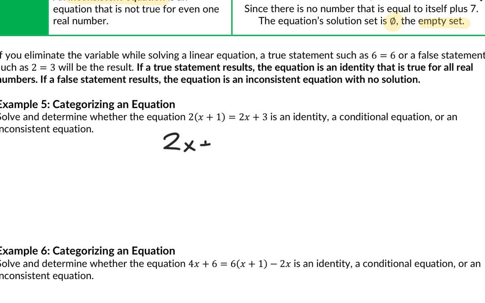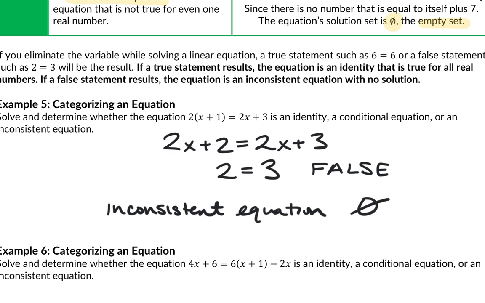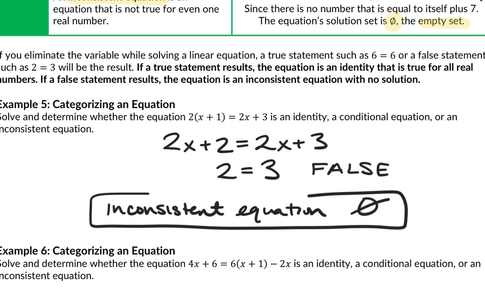So we distribute first, and boom. We're going to move all of our variables to the same side, which is subtracting 2x from both sides. But when you subtract 2x from both sides, all I'm left with is 2 equal to 3. Is that true? No, like literally 2 does not equal 3. So that's a false statement, which tells us that this is an inconsistent equation. And we would answer that the solution is the empty set, which is the 0 with the aggressively long line going diagonally through it. Inconsistent equation.